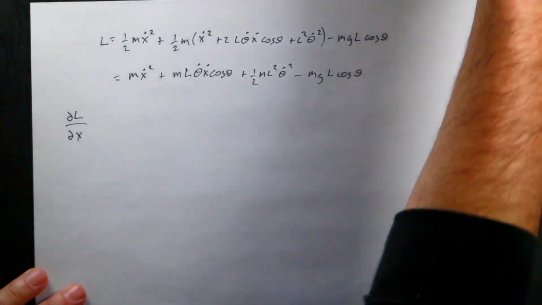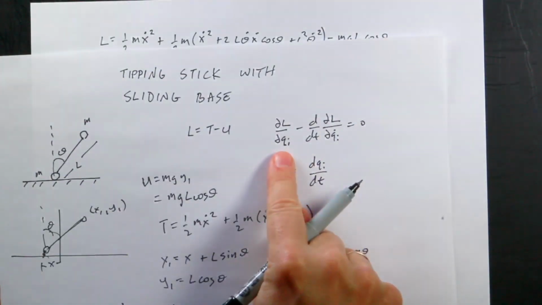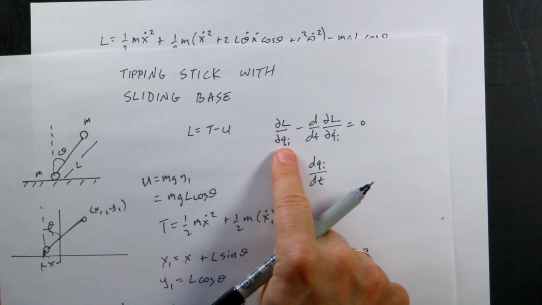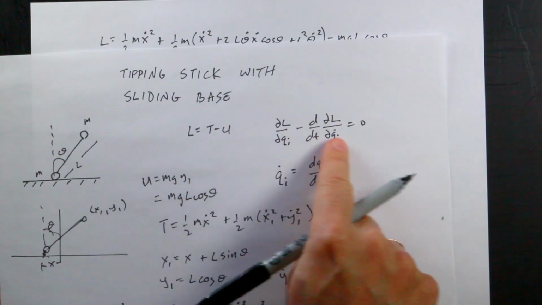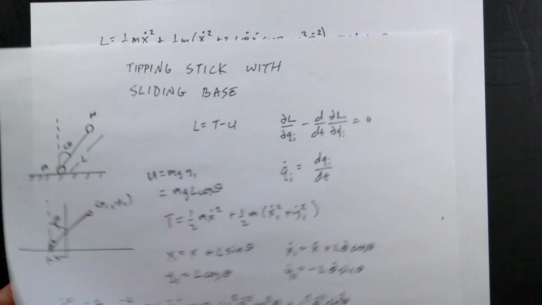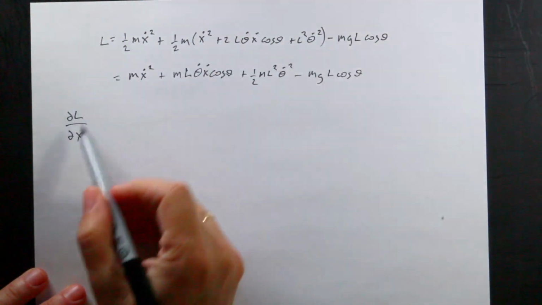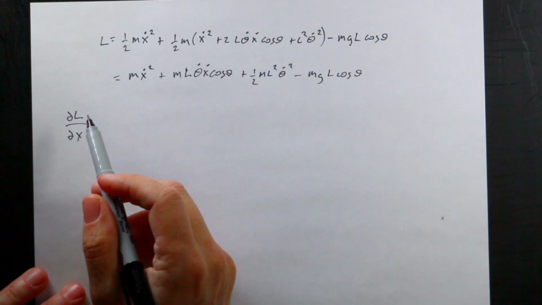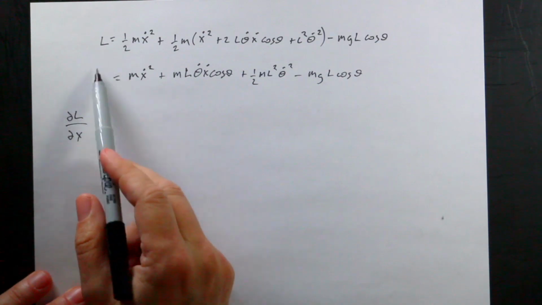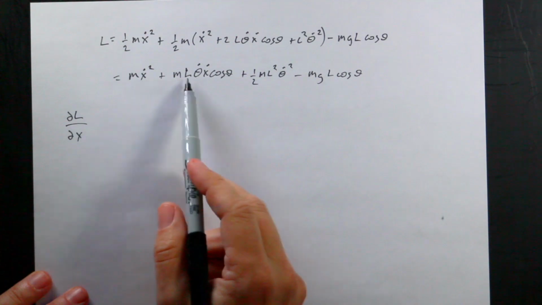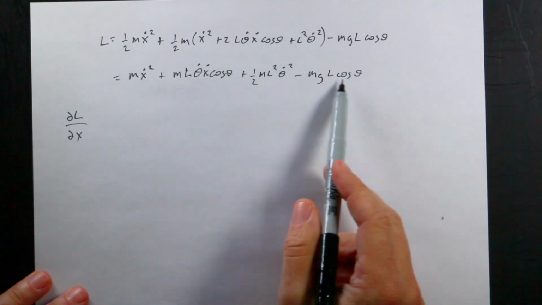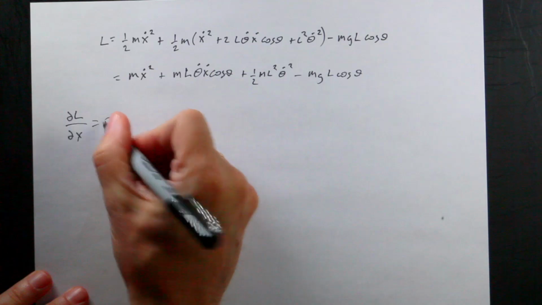Because I need to do the partial of L with respect to x, that's one of my variables, and then the partial of L with respect to x dot, then take the derivative. And then those two things should be equal to each other. So the partial of L with respect to x. Now this is a partial derivative, so it's a little bit easier. So here's my L. I'm looking for anything with x in there. That's x dot. No, no, no, no. There is no x, so that's 0.